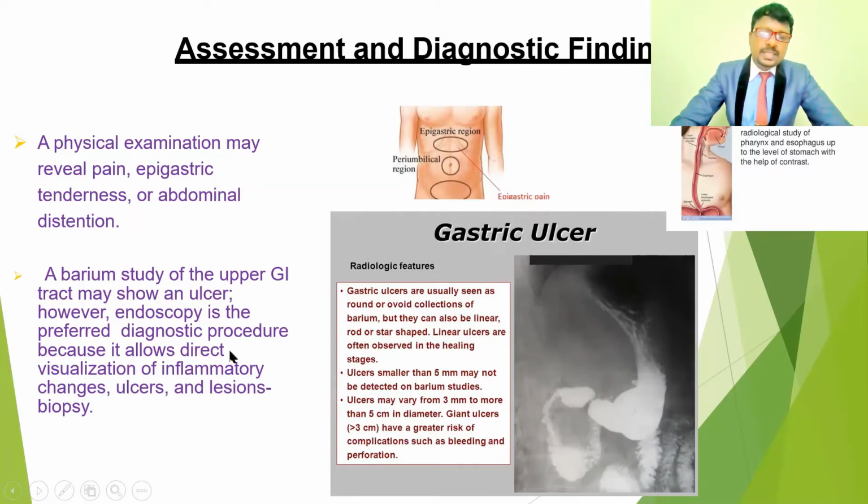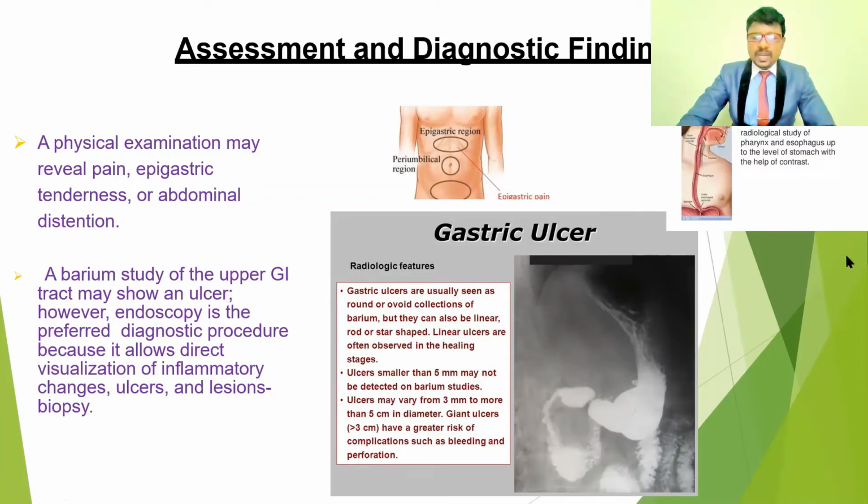So this barium study is going to clear the upper GI tract. The upper GI tract means the pharynx, esophagus, stomach, and also the small intestine. All of this is called the upper gastrointestinal tract. If any ulcer forms in the esophagus, stomach, or duodenum, we can find it easily with these barium studies. This gives a direct visualization of the inflammatory changes, ulcers, and lesions, so we identify them with the barium swallow.